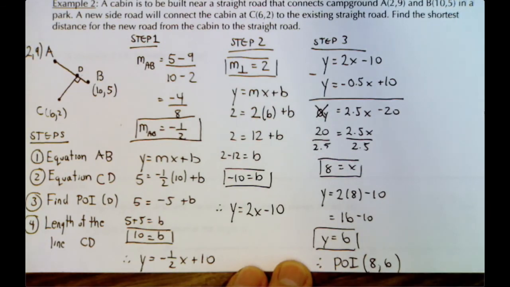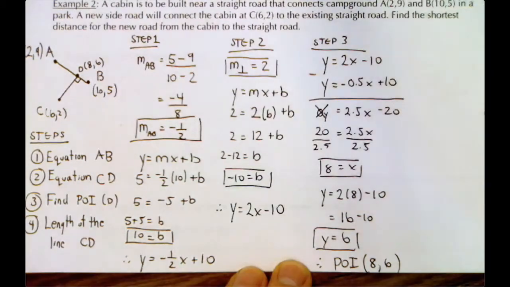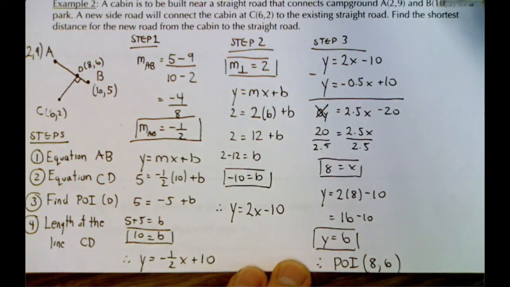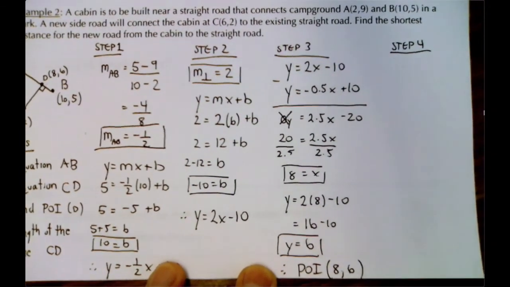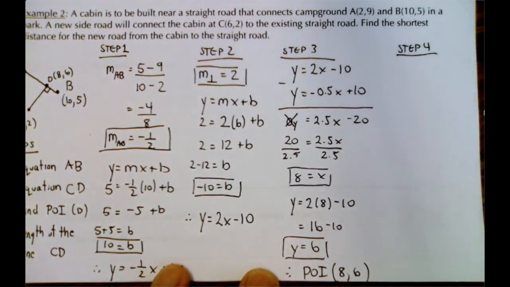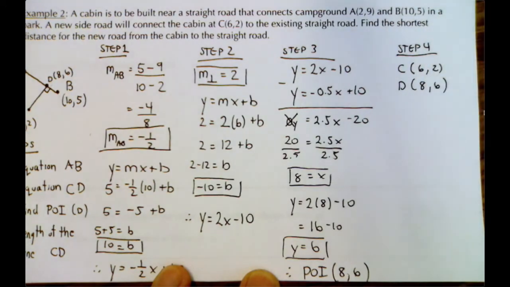8, 6. So now we know the coordinate of D. And that leaves us with one more step. Step 4, the distance. So we've got our 2 points. We've got C and D. C is 6, 2, and D, the point we just found, is 8, 6.